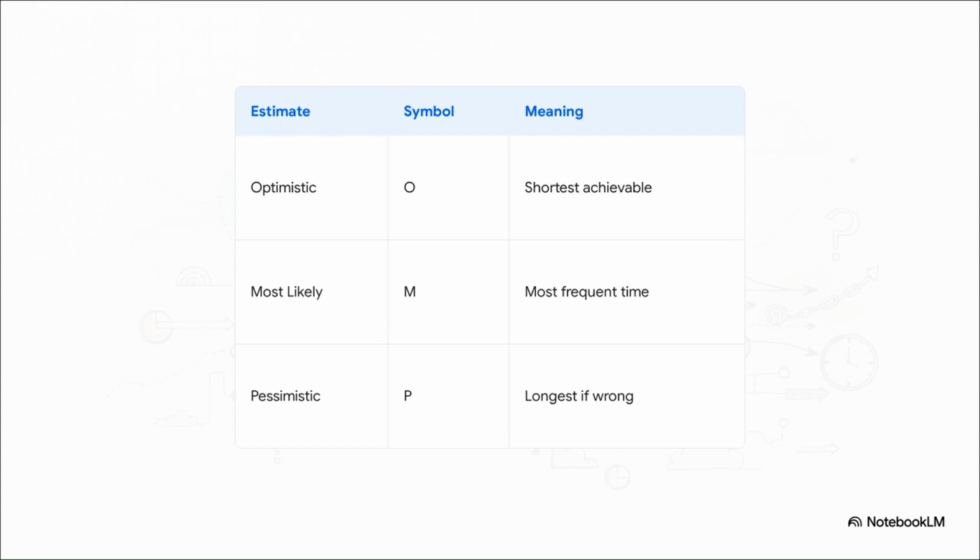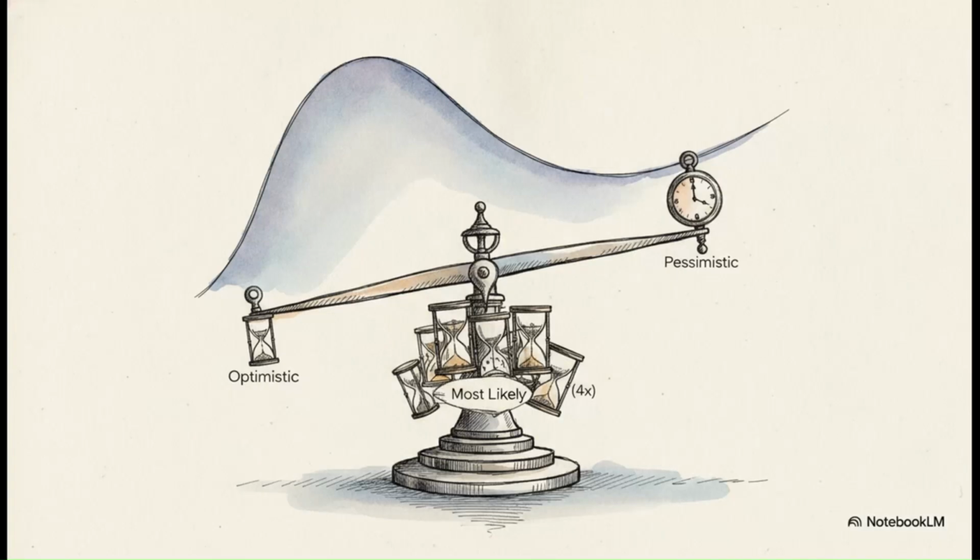PERT assumes activity durations approximate a beta probability distribution. Notice it does not use a perfectly symmetrical normal bell curve because, let's be real, in project management delays are usually way more probable and much larger than finishing early. To find our expected time, we use this incredibly elegant formula. You take the optimistic estimate, add 4 times the most likely estimate, add the pessimistic estimate, and divide that whole thing by 6. It's a weighted average, and it logically gives 4 times the weight to the most likely outcome while still letting those extreme best or worst case scenarios in.